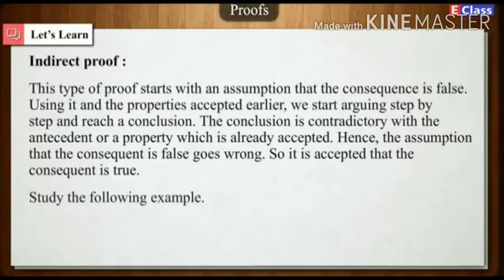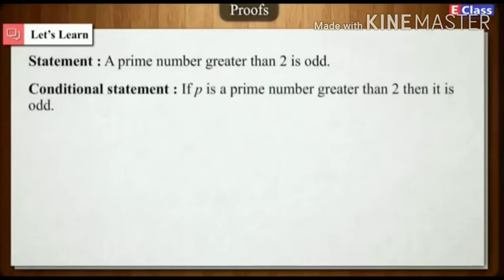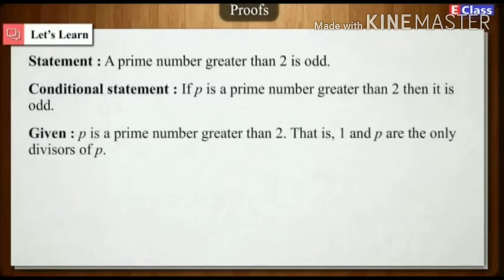Study the following example. Statement: a prime number greater than 2 is odd. Conditional statement: if P is a prime number greater than 2, then it is odd. Given: P is a prime number greater than 2, that is, 1 and P are the only divisors of P. To prove: P is an odd number.